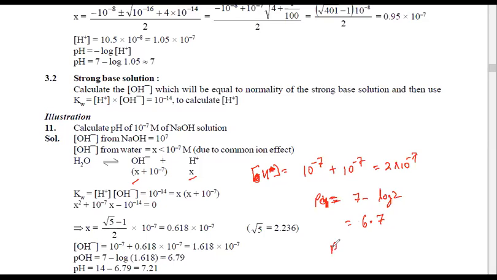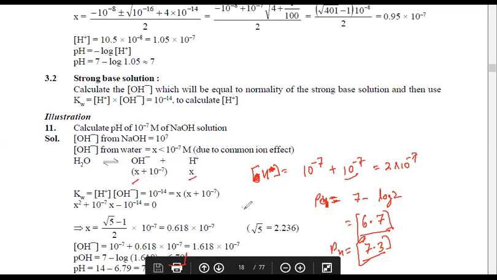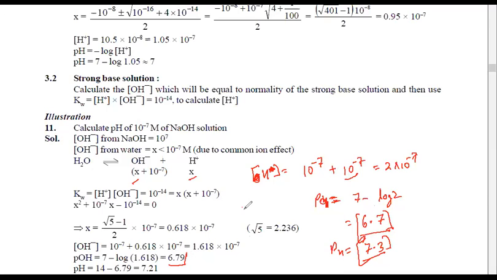Okay, so if you calculate pH, you will get what? You will get 7.3. This is an approximate answer, right? That we took just by taking 10 to the minus 7. See the exact answer. The exact answer is this: 6.79 and 7.21. Tell me, is it close? Yes or no?